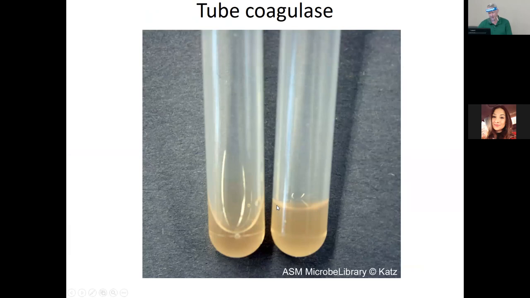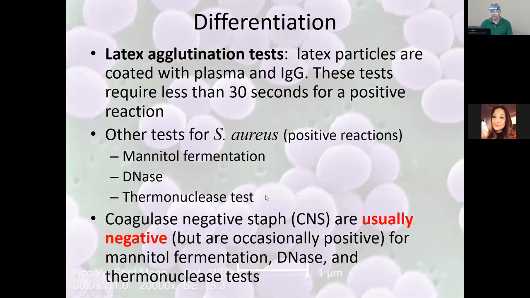And it's a latex agglutination test. We're going to talk plenty more about this in immunology. But it's a latex particle coated with plasma and IgGs. The test requires less than 30 seconds.